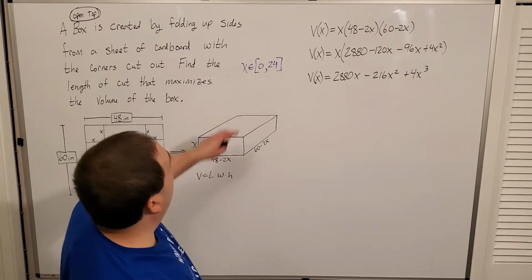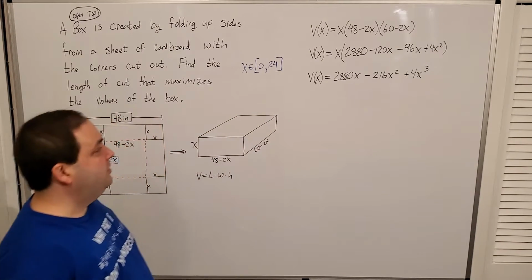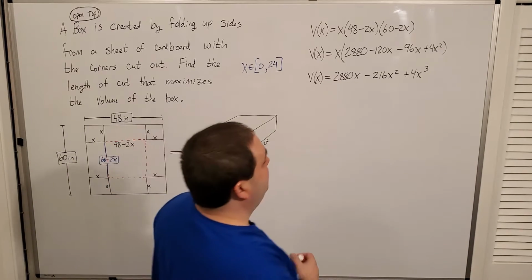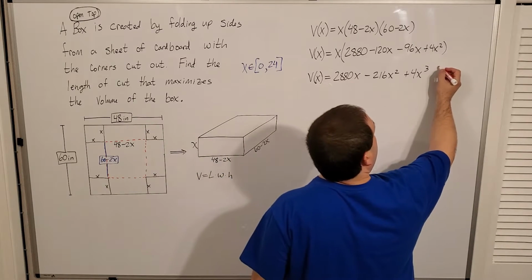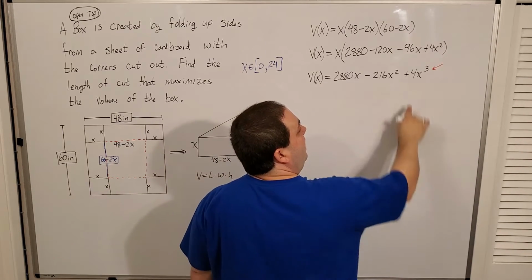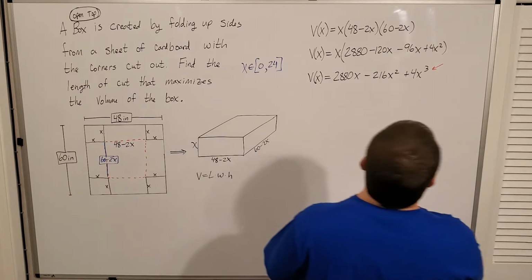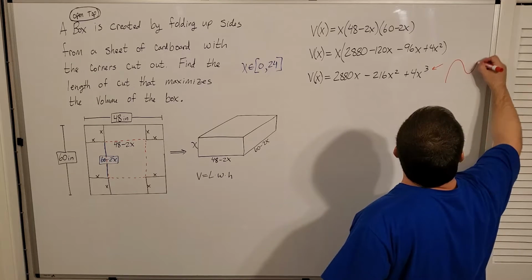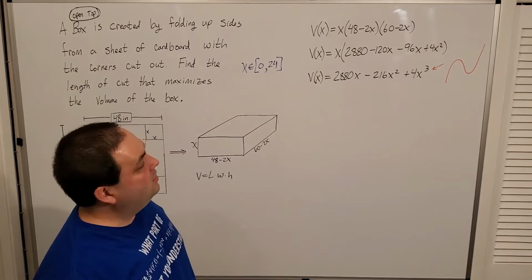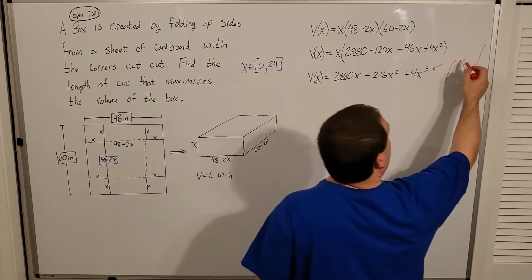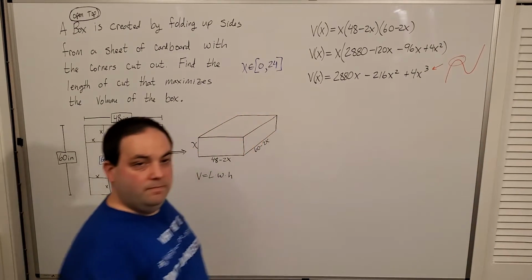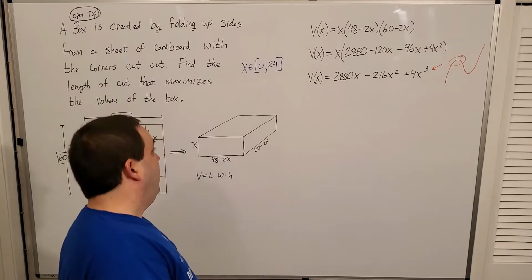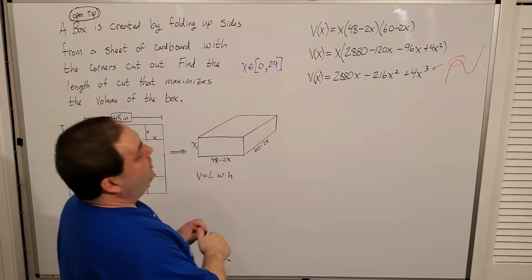Okay, so x is bound here, which means we will find something. But also, you can use a little bit more common sense too. Do you notice that my volume function is a cubic function? And it's positive, right? So those functions tend to have this kind of shape. So I know that there's a maximum waiting for me in there. Okay, so let's figure out where that's at.